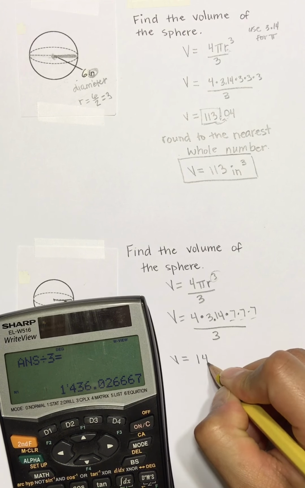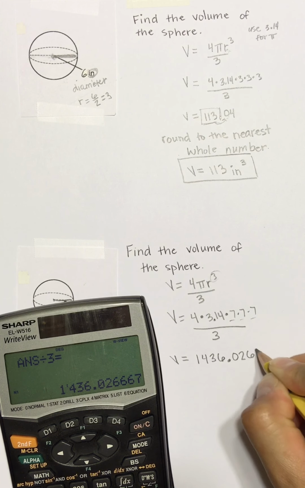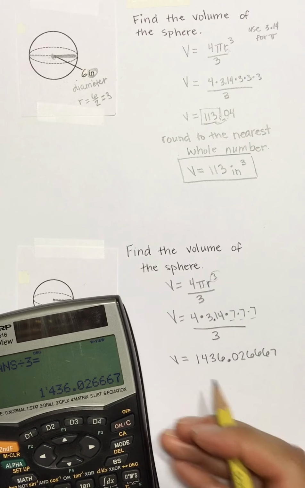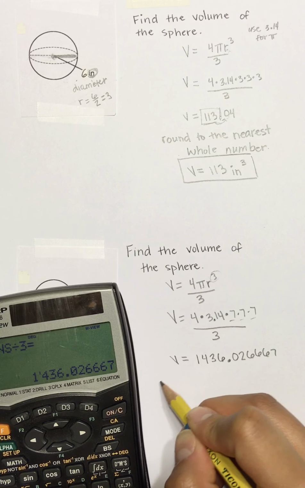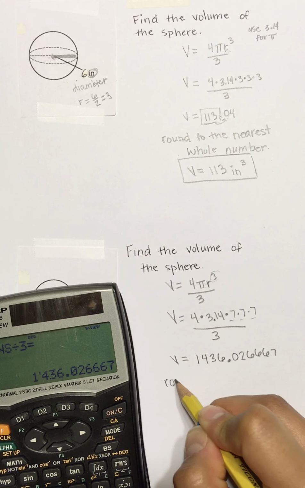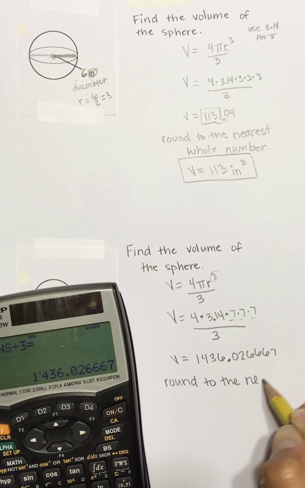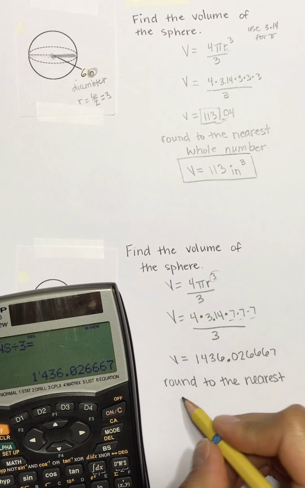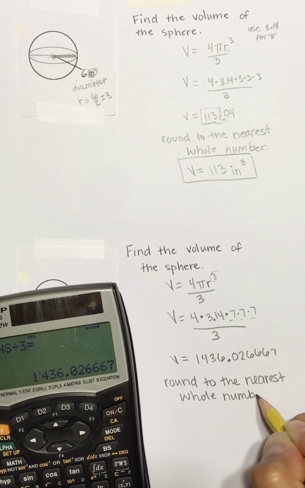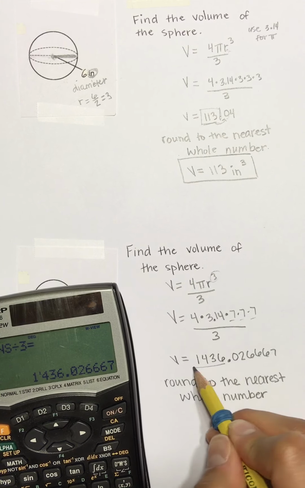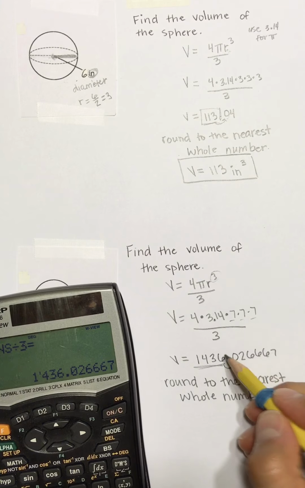So I get 1,436.026. Right, long decimal. And again, make sure you pay attention to what you're rounding. The problem will tell you. So I kind of like the whole number thing, so I'm going to round to the nearest whole number again. Okay, so that's my whole number. Look next door. That's a 0. It's less than 5, so it's going to stay the same.